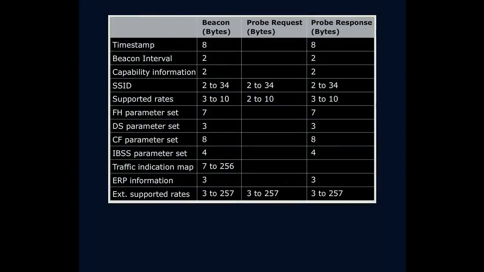If we are looking at the message that we're sending, it's pretty straightforward. Again, we're looking at the bytes, right? So what are we sending here? The information. So the access point, right, is sending out the beaconing. The client is sending out the probe request. The access point sends out the probe response.